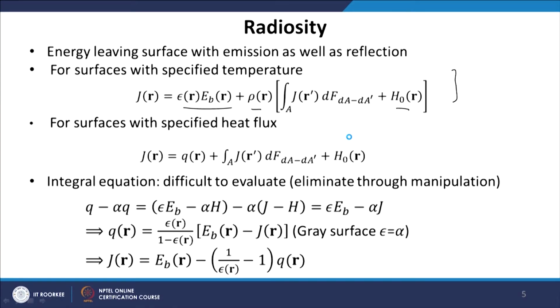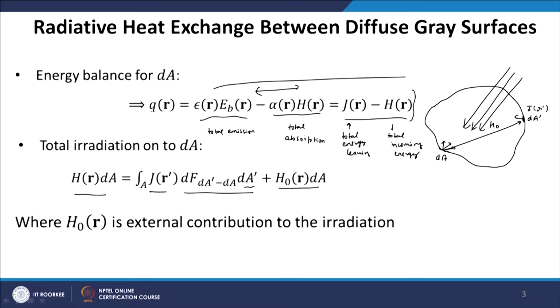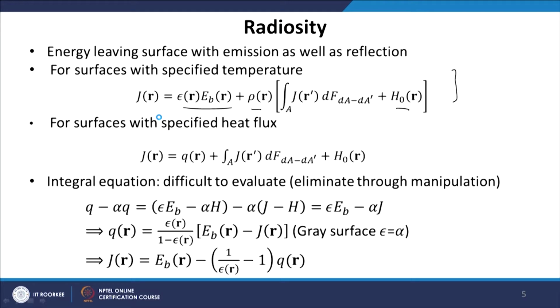Now, if on any surface the heat flux is specified rather than temperature, let us say there is a surface or some element in the enclosure for which the temperature is not known, rather the heat flux is known, then we can write down the radiosity in terms of heat flux also from the same equation. Okay. So, from the same equation the radiosity is simply Q plus H_r, the irradiation. So, we can solve for radiosity using these two expressions. This is for known temperature and the other expression is for known heat flux.